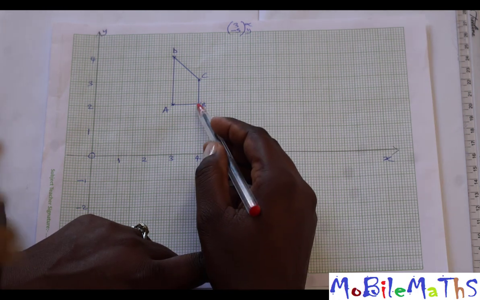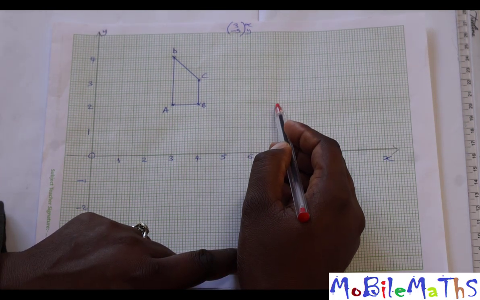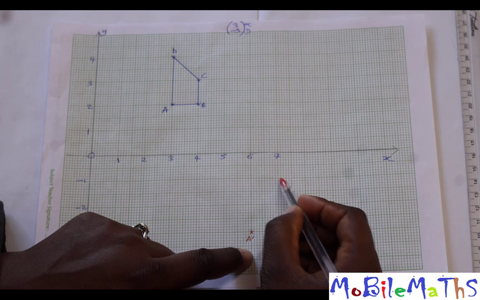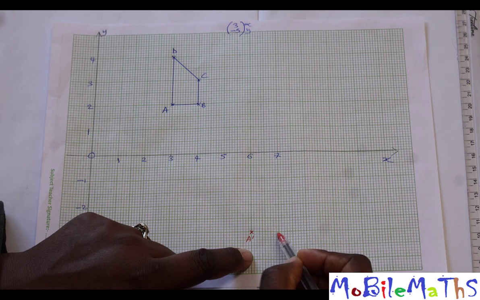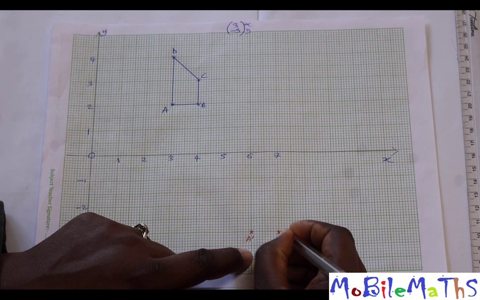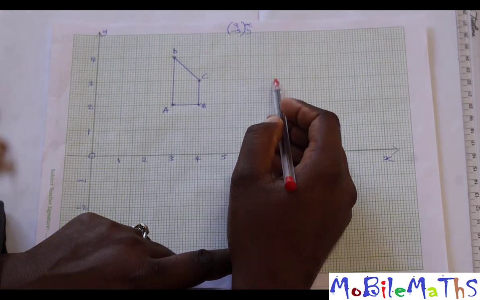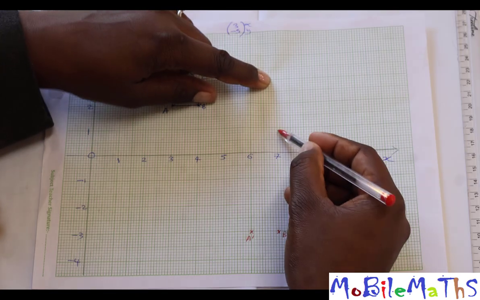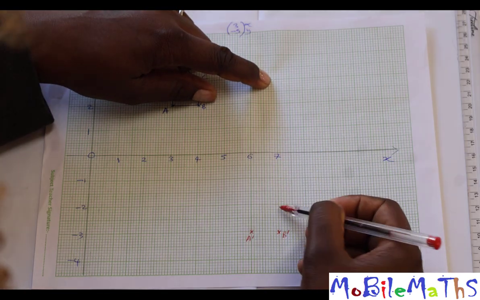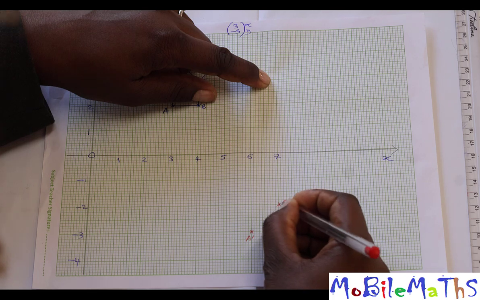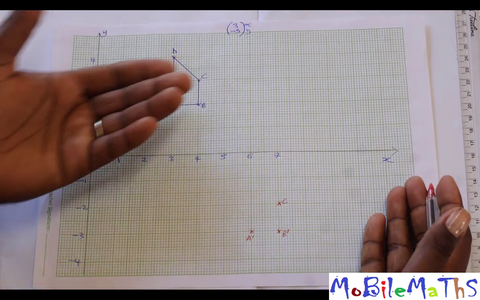I do the same for B, 1, 2, 3, then 1, 2, 3, 4, 5 here. So it's going to be here, B1. I do the same for C, 1, 2, 3. I go down 1, 2, 3, 4, 5. So C is here. So even if I have these, I can finish the rest.